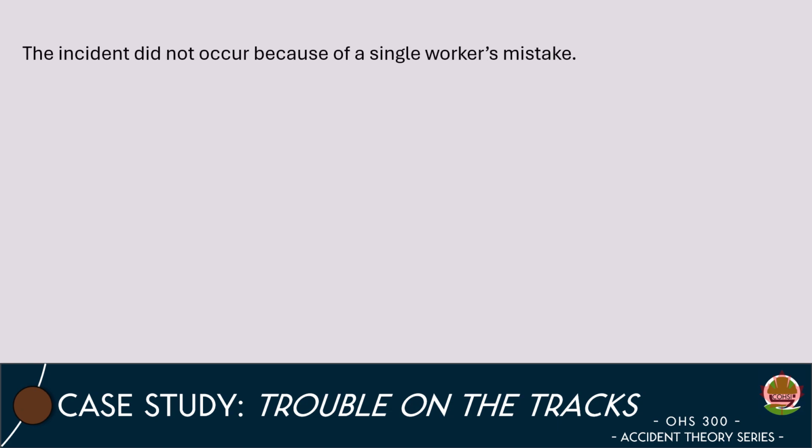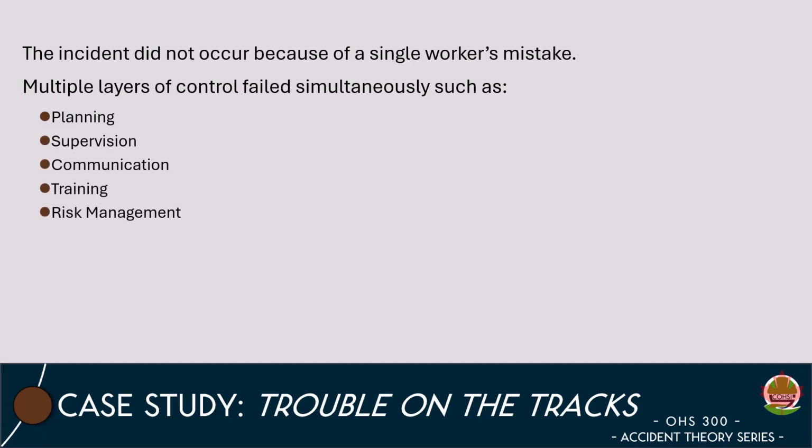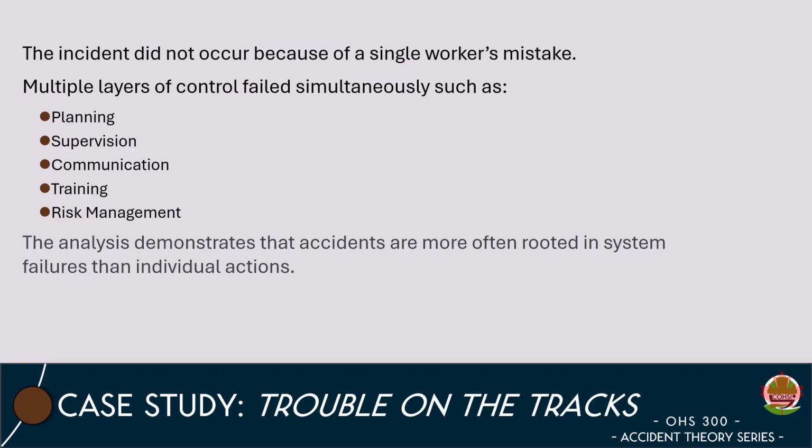Overall, the incident did not occur because of a single worker's mistake. It happened because multiple layers of control failed at the same time. The MORT analysis shows that weaknesses in planning, supervision, communication, training, and risk management combine to allow a train to enter an occupied trackway. This demonstrates that serious incidents are often caused by system failures rather than individual actions.